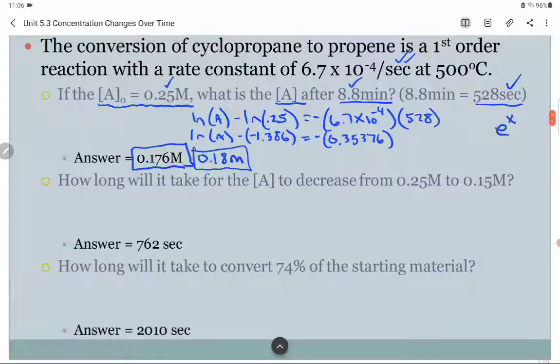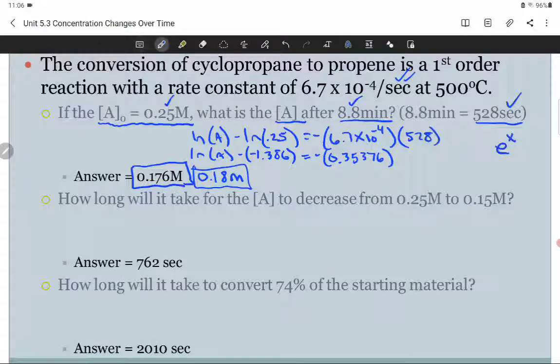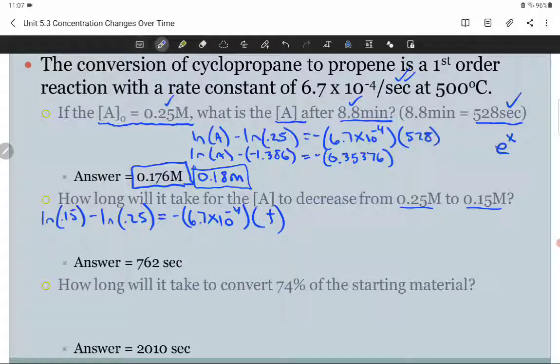So that time we solved for a concentration. This time, the next question, how long, we're going to solve for time. So very similar, same equation, but we have a couple molarities already. So our molarity at a point in time was 0.15. Our initial molarity was 0.25. Same constant, because it's the same reaction and the same temperature that reaction takes place, but we don't know time this time.